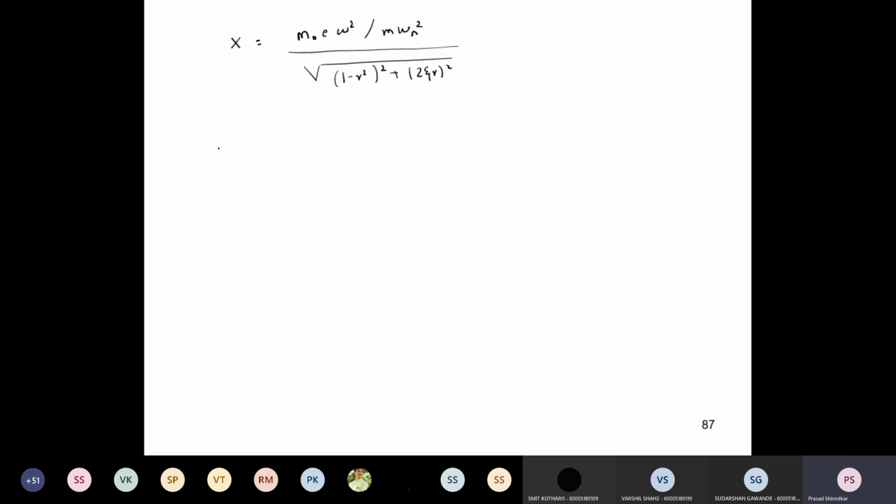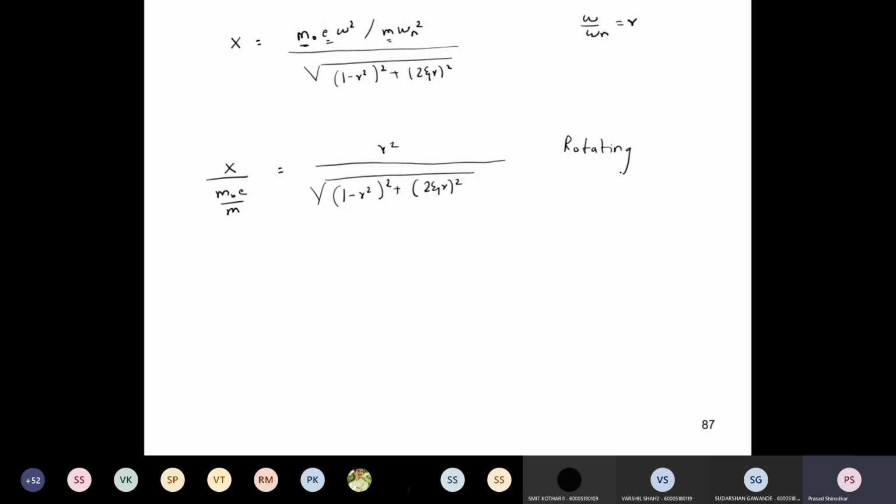All right. So I'm just going to rearrange these terms, and I'm going to again substitute omega by omega n as r, and this m0 e by m, I'm going to take it on the left hand side. So x divided by m0 e by m is equal to r square upon square root of 1 minus r square whole square plus 2 zeta r whole square. All right. So this is the expression for rotating imbalance.